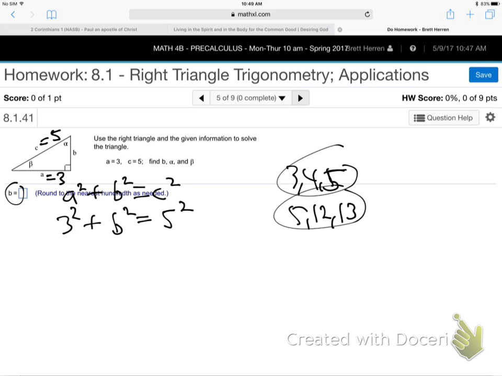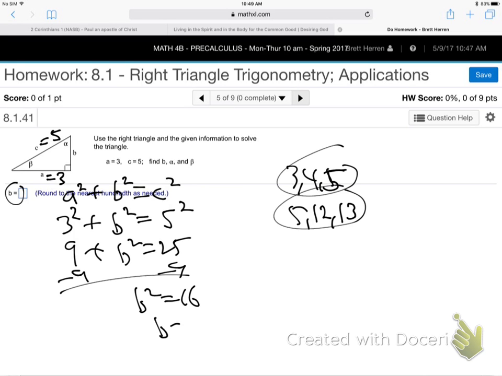So anyway, b is going to come out to be 4. If you solve this, 9 plus b squared is 25, subtract 9, b squared is 16, b is 4, as we knew. So b is 4.